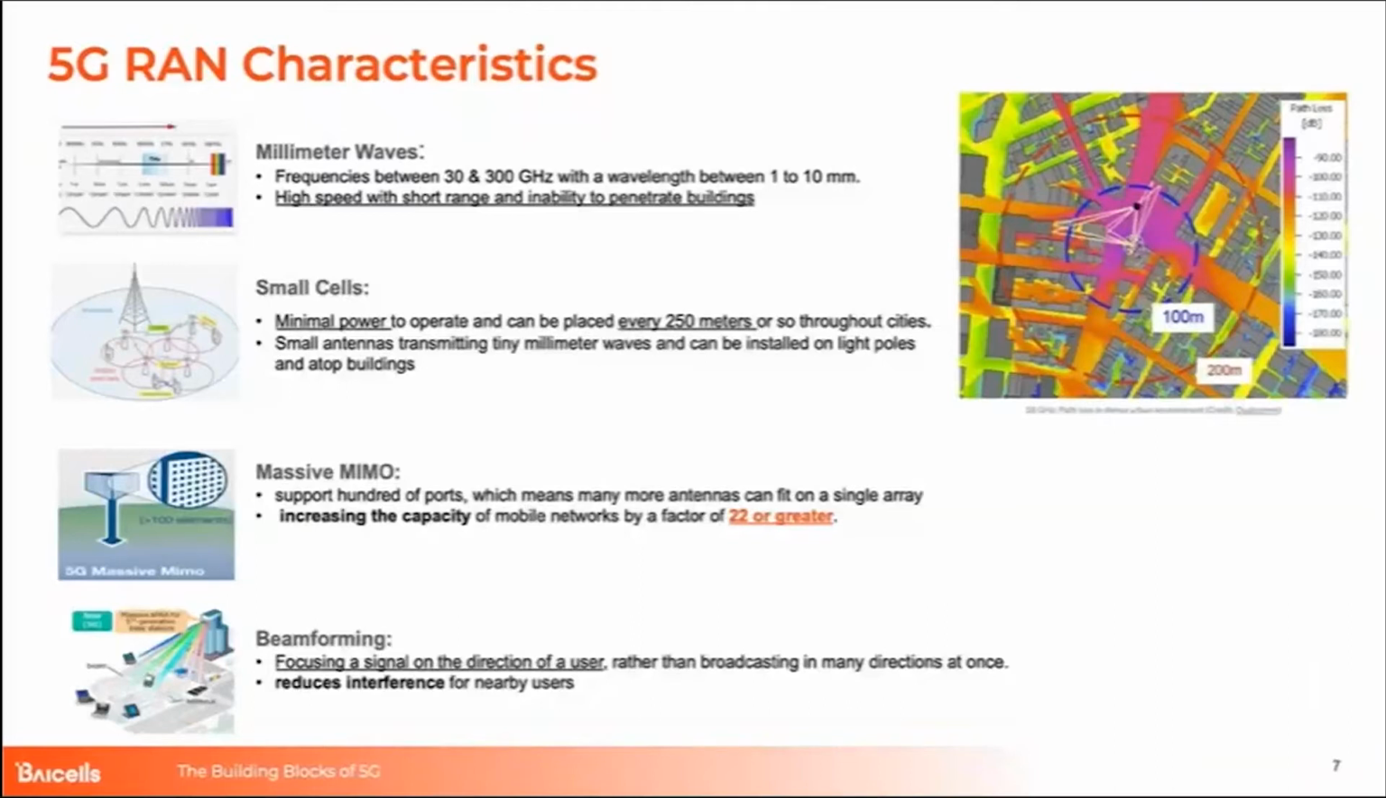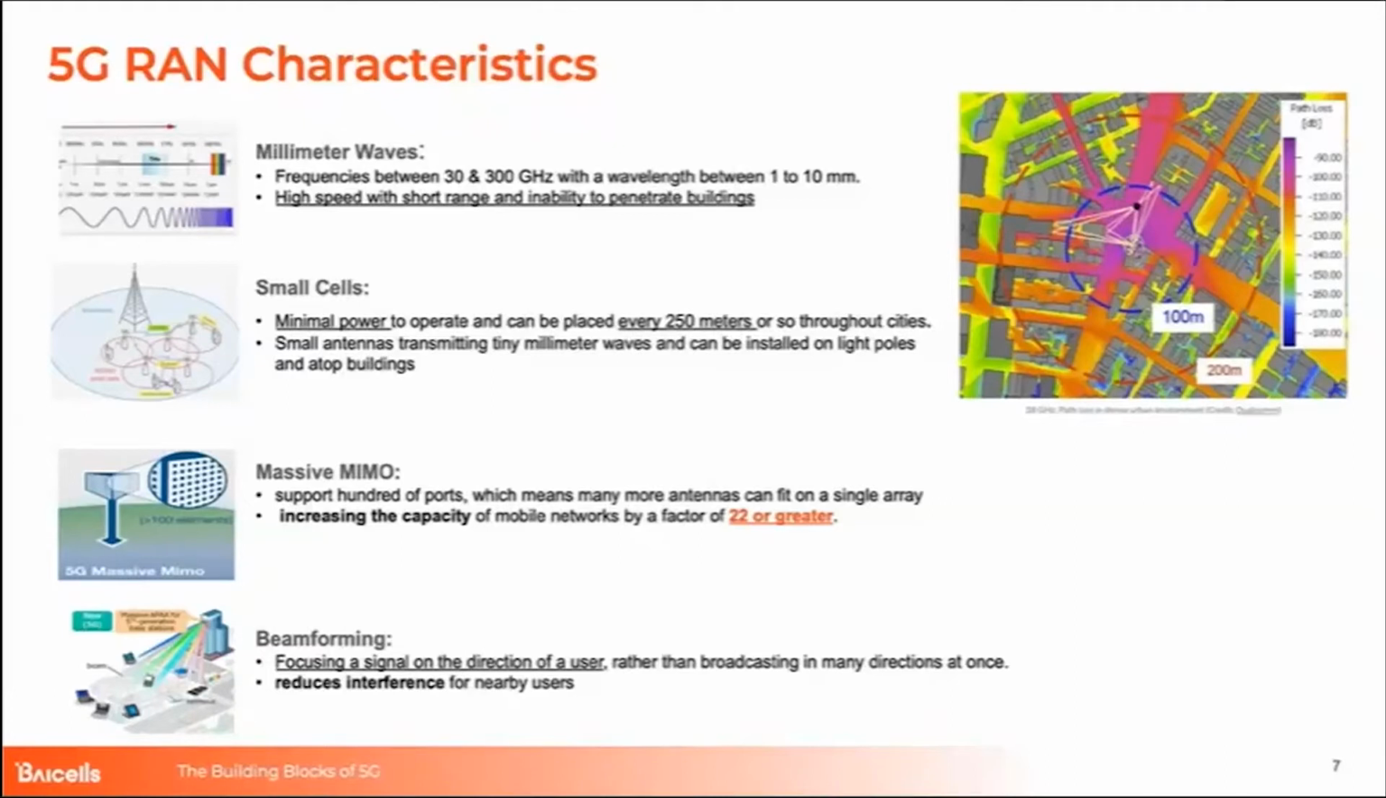Some of the main 5G RAN characteristics are, first, millimeter wave. According to physics, the higher the frequency, the shorter the wavelength, and that's why it's called millimeter waves. If we go into 30 gigahertz or higher, the wavelength becomes down into the millimeters, and this will give you really high speed, but the disadvantage is it works only over short ranges, and it does not penetrate buildings properly. So you need to have lots of what we call small cells.